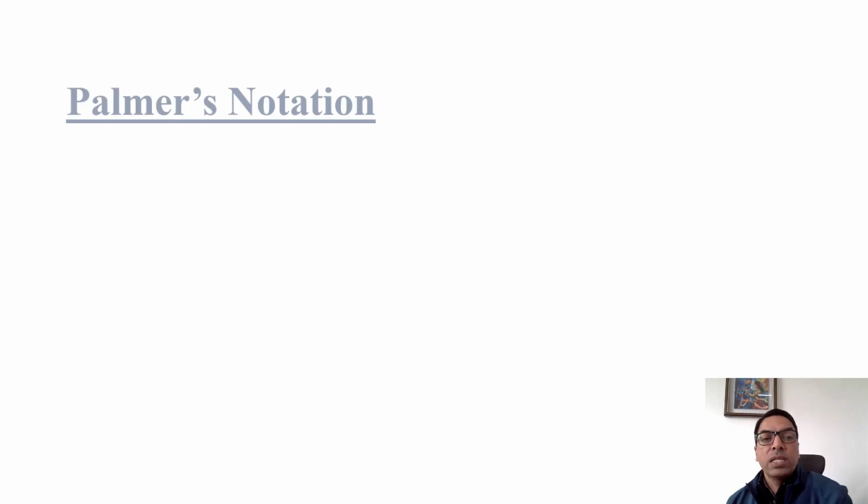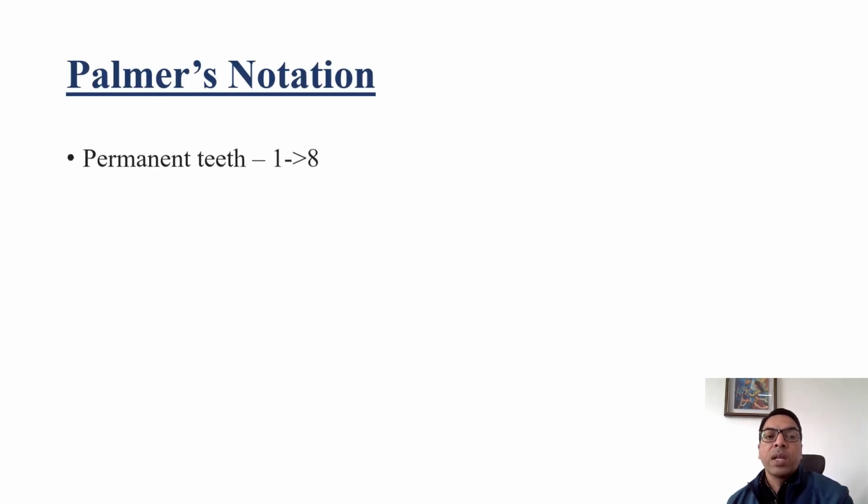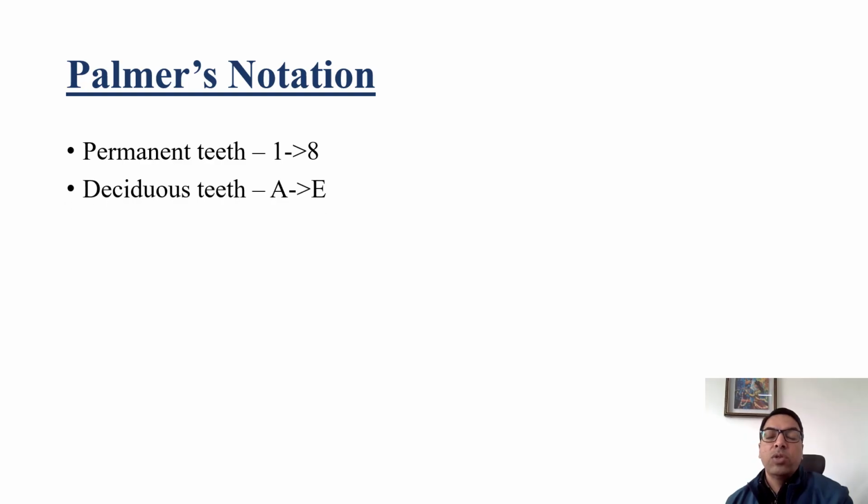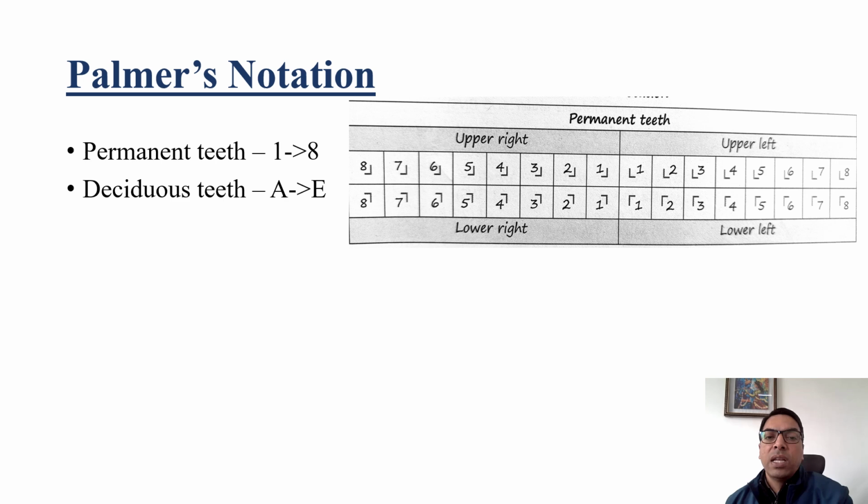Moving on to the next system. This is Palmer's notation. The permanent teeth are 1 to 8, and deciduous teeth are represented by alphabets A to E. That means starting from the center line. Earlier we were starting from the right towards the center, then going to left. But here we are starting from the center, moving to the periphery. That means center to the right, center to the left, center to the left, then center to the right.